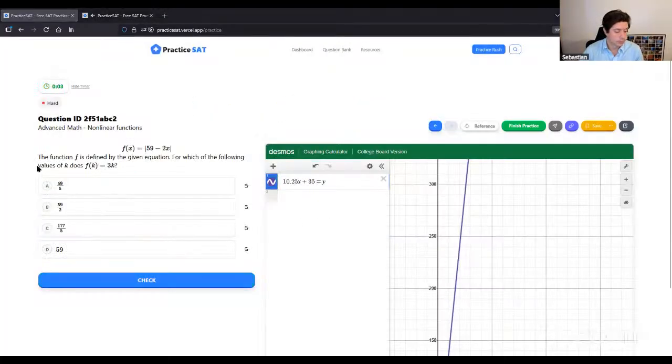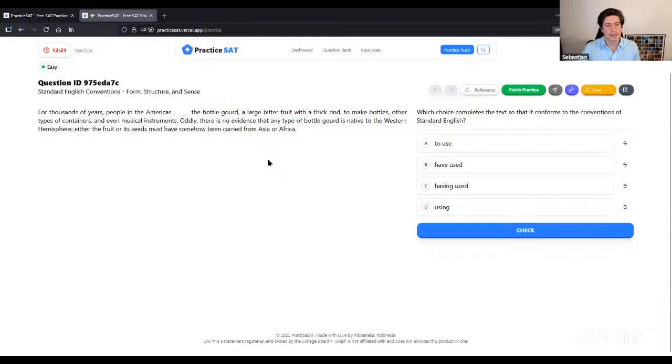All right. So now let's go on to some reading and writing here. For thousands of years, people in the Americas blank the bottle gourd, a large bitter fruit with a thick rind, to make bottles, other types of containers, and even musical instruments. Oddly, there is no evidence that any type of bottle gourd is native to the Western Hemisphere. Either the fruit or its seeds must have somehow been carried from Asia or Africa. Okay. Which choice completes the text so it conforms to the conventions of standard English?